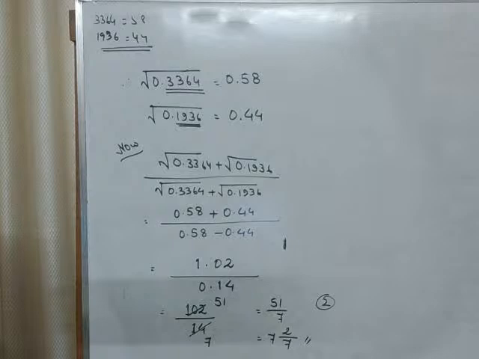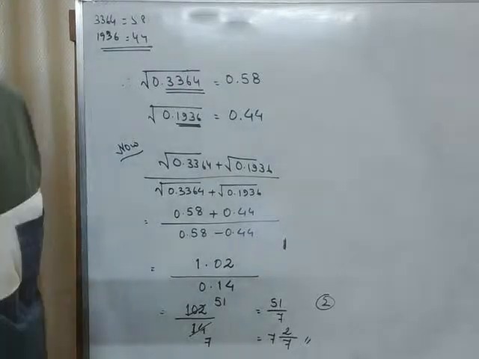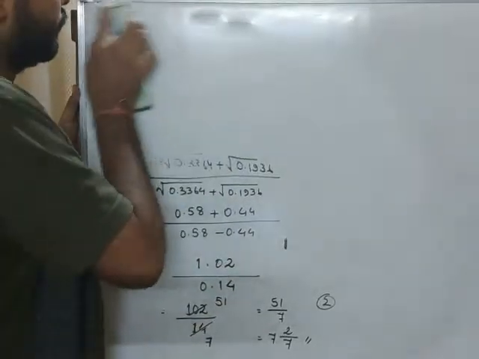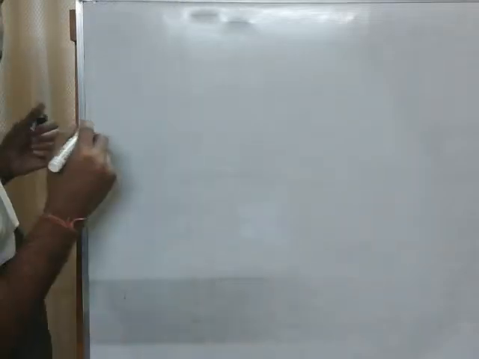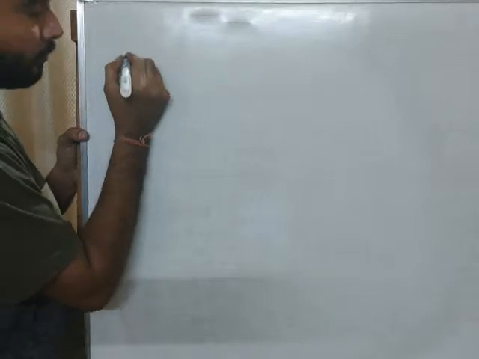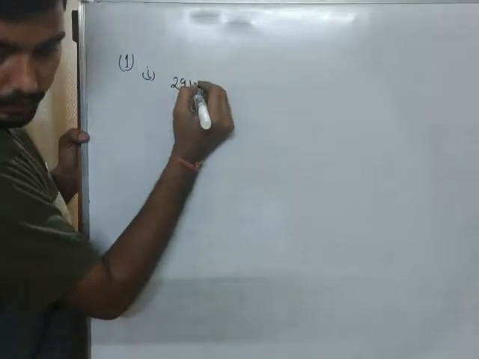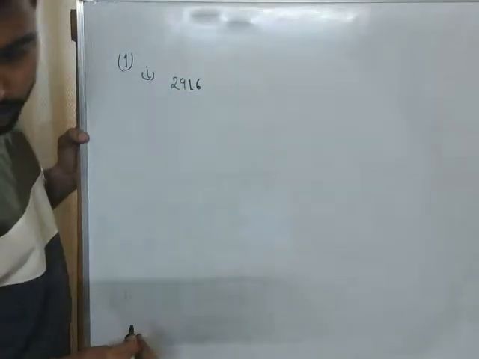Let's come to exercise 3B then. We will solve question number 1 today, and then we will end our class for today. So the question says, find by prime factorization the square root of the following numbers. The first one is 2916.